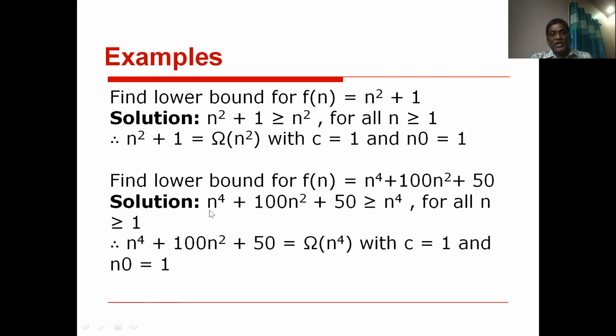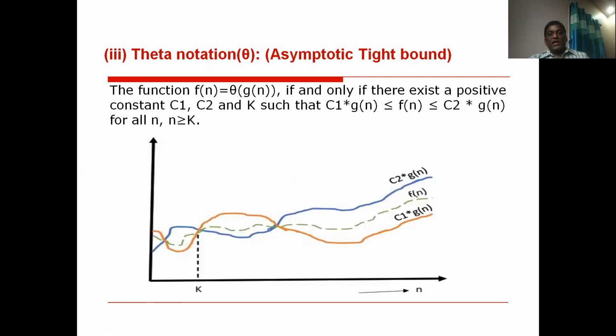Similarly, for this also, n power 4 plus 100 n square plus 50 is greater than or equal to n power 4, I am writing. Okay. Therefore, this can be represented as omega of n power 4, right? And the third one, theta notation, is a tight bound, not upper bound, not lower bound.